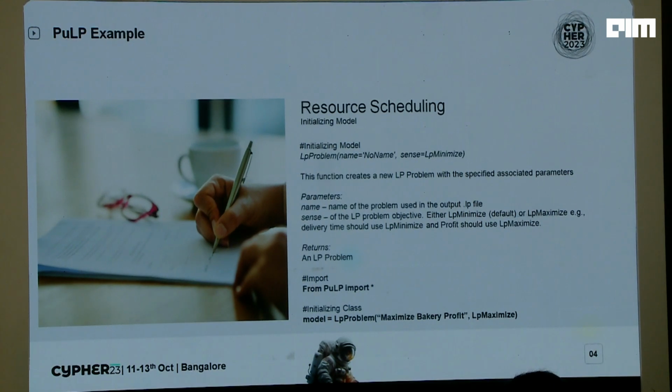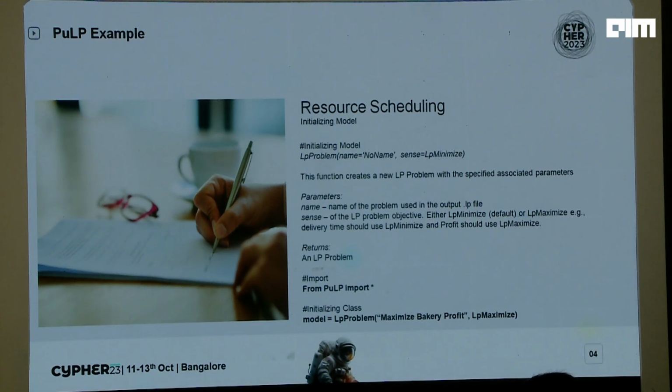The name defines the final .lp file when you write the linear programming problem to a file. Then you have the sense parameter, which is either minimize or maximize, like profit or failures. One you will maximize, one you will minimize. Delivery time should be LpMinimize and profit should be LpMaximize. Now it returns an LpProblem. Understand that it will return the problem, and then you will feed that problem into the solver.